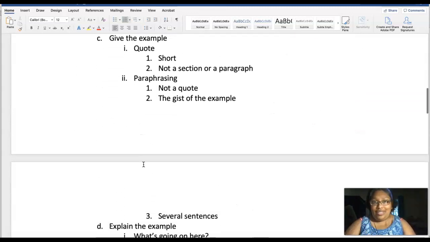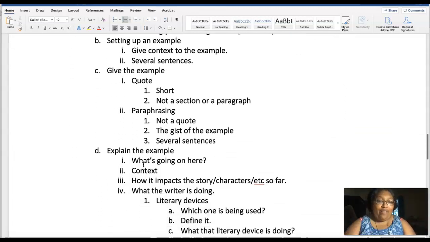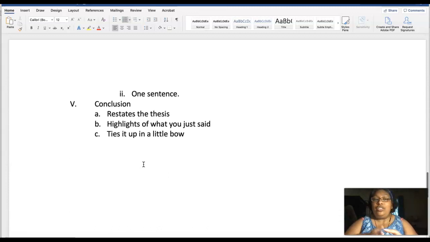And you'll do this 3 times, of course. And then you'll have a conclusion. And the conclusion, of course, restates the thesis, it highlights what you just said, and it ties everything up in a nice little bow. So your conclusion is definitely more than 2 or 3 sentences. It's a pretty substantial paragraph as well.